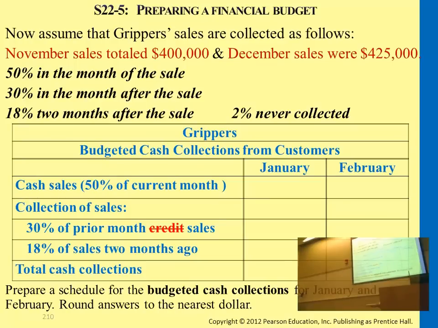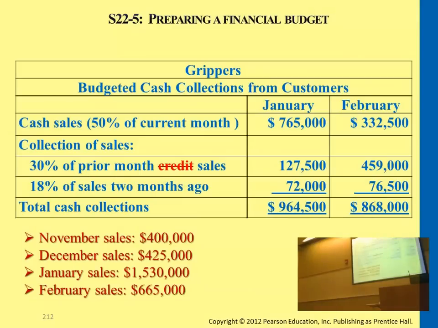For February, same logic. You'll be collecting half of what is sold this month, then 30% of what is sold in January, 18% of what is sold in December. So for these 2 months, you'll be using, again, 50% of whatever is sold this month, 30% of what is sold in the previous month, 18% of the sales revenue from 2 months ago. Then you add them up, that becomes the total cash collection you're making for January and also for February.